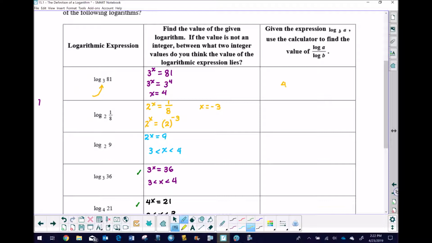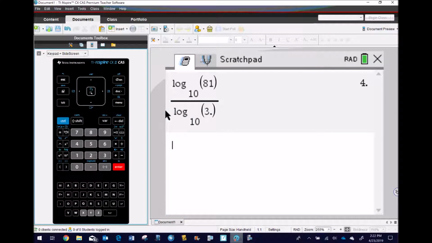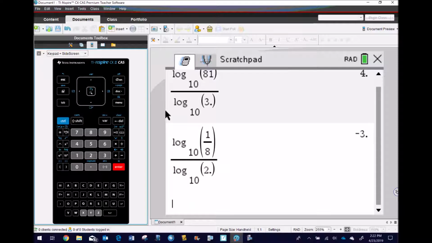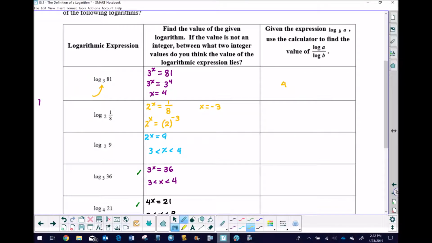Okay, we're going to do the same thing for this next problem. I'm going to be really clever and just copy and paste this whole expression. Then I can just edit. For the second problem, this is supposed to be 1/8, and this becomes 2. If I hit enter, I end up with -3, and that's exactly what we got earlier.